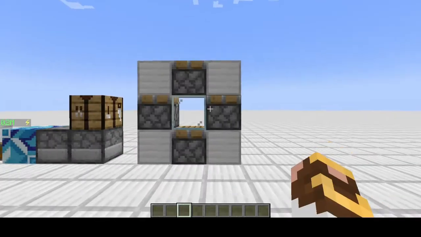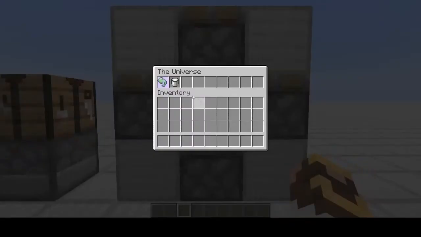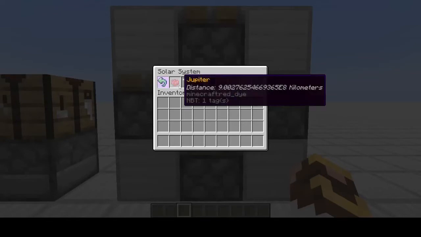So to start with, we're back here on Earth. Let's say I want to go to Jupiter, okay? Let's take a quick note. Right now, Jupiter is approximately 900 million kilometers away. It's 9e8, so 900 million kilometers.